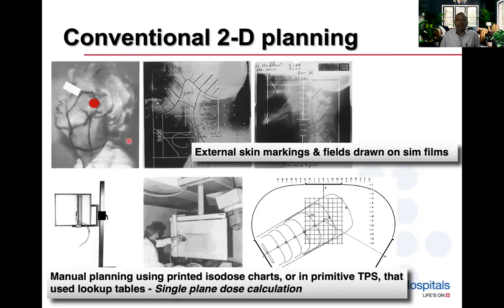And that's how we did the 2D planning using simulator films and external skin markings and the fields drawn on the simulator films. And we used such type of contouring device, external body contour drawing device. It's hard to believe for young people to know that such devices existed, but I myself have used such type of devices at one point of time.